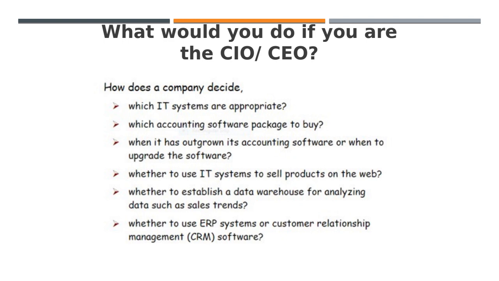Okay. So in that example, if you are a CIO, Chief Information Officer, or CEO, Chief Executive Officer, how does a company decide which IT systems are appropriate? These are the people who decide, CIO and CEO, top management. We call this executives. Which accounting software package to buy, whether to use IT systems to sell products on the web, and whether to make it online, and so on.